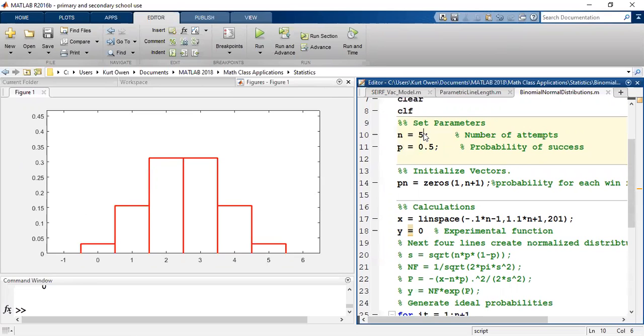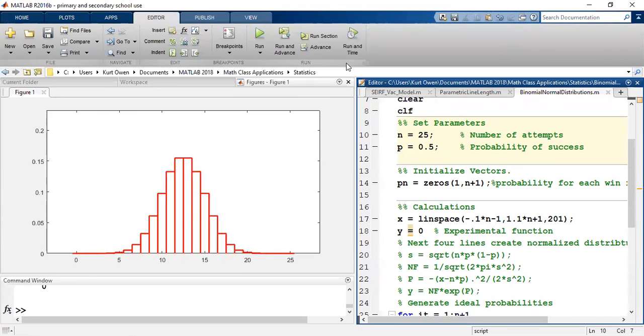But if instead of 5 flips, let's say I did 25 flips, and I wanted to know the probability of getting 15 or more heads, I start to have to add up a good number of boxes on this histogram in order to estimate what that probability is.